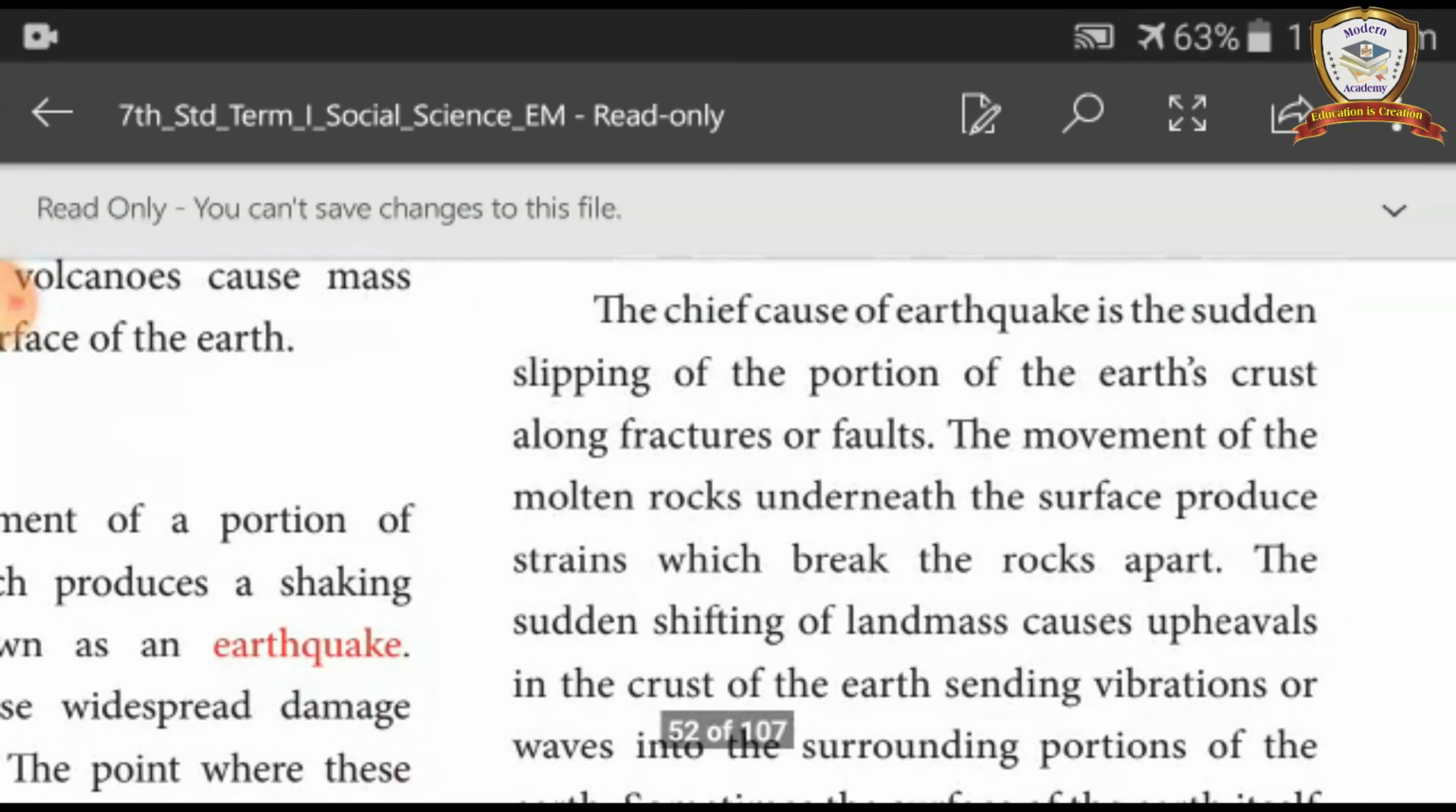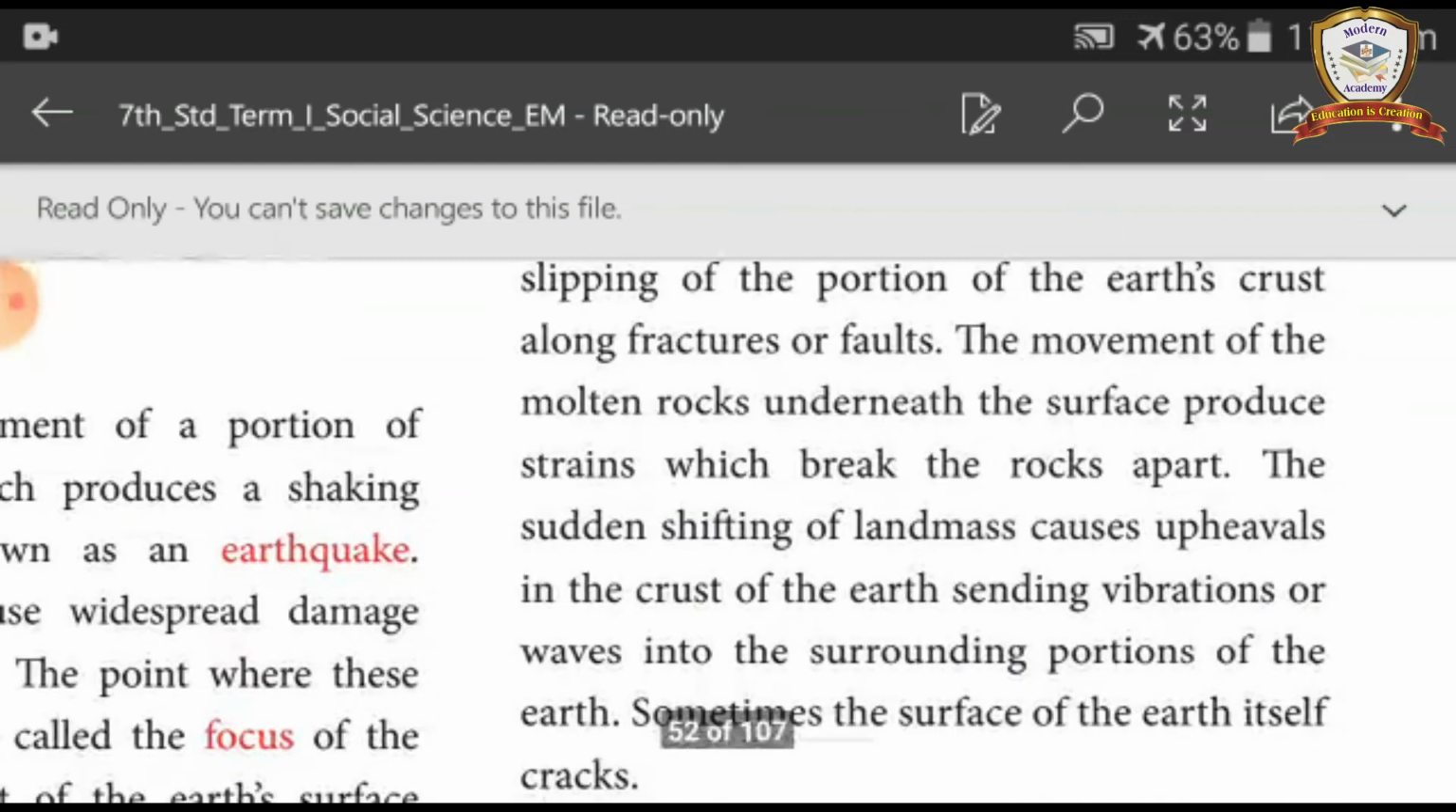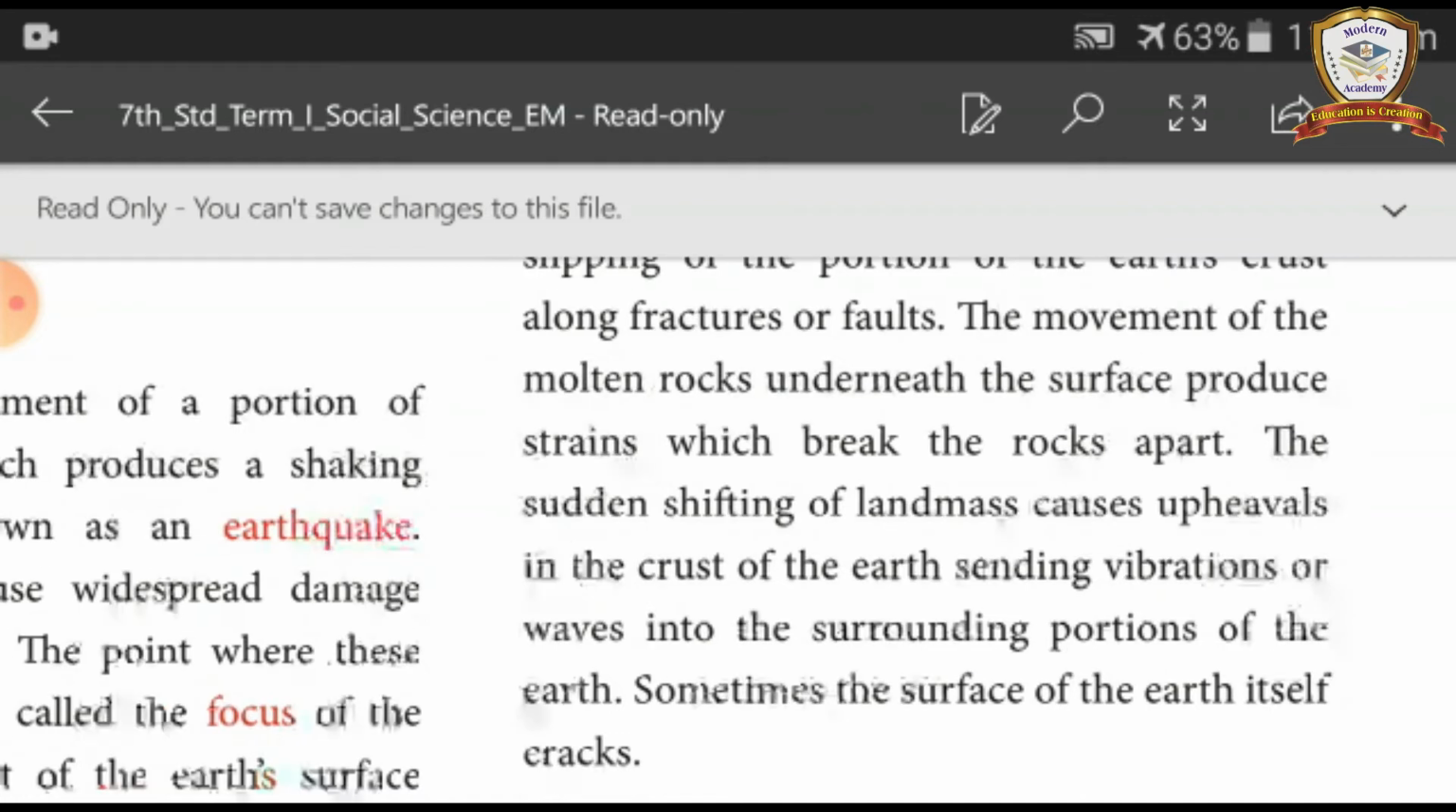The chief cause of earthquakes is the sudden slipping of a portion of the earth's crust along fractures or faults. The movement of the molten rocks underneath the surface produces strains which break the rocks apart. The sudden shifting of landmass causes upheavals in the crust of the earth, sending vibrations or waves into the surrounding portion of the earth. Sometimes the surface of the earth itself cracks.